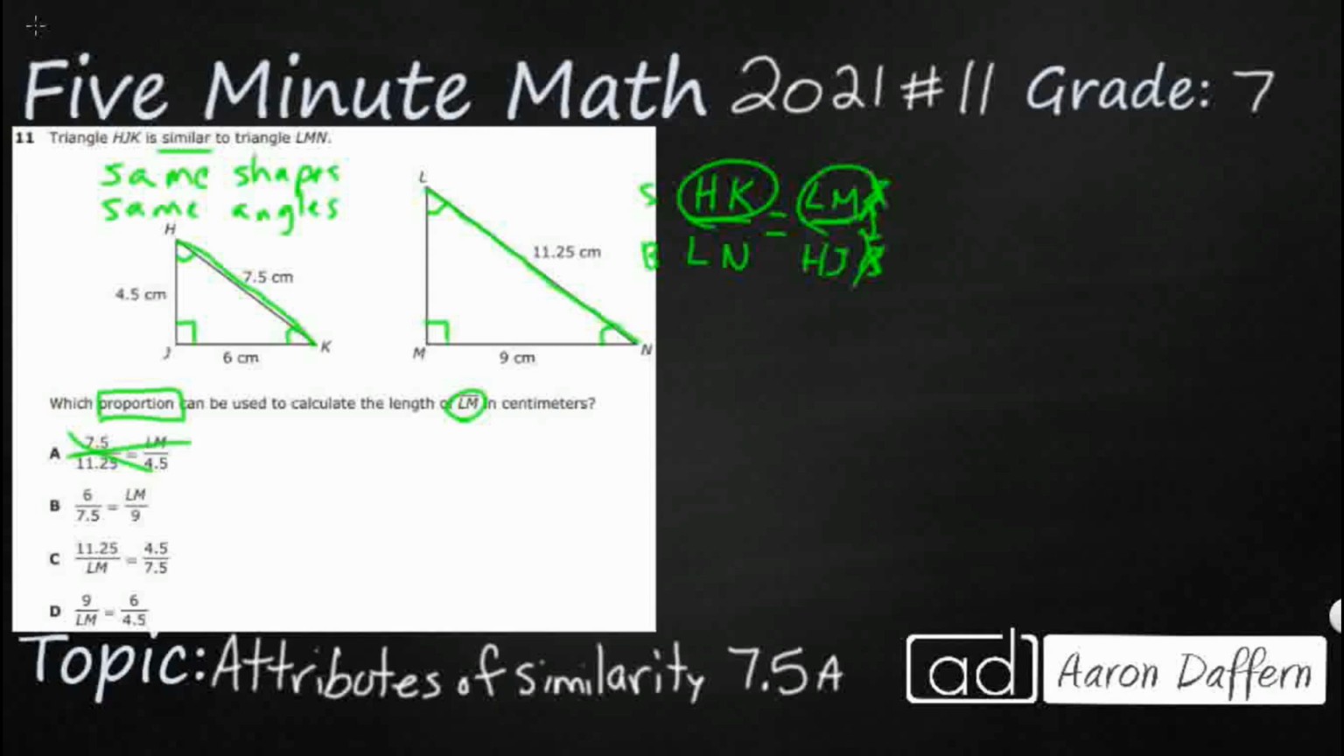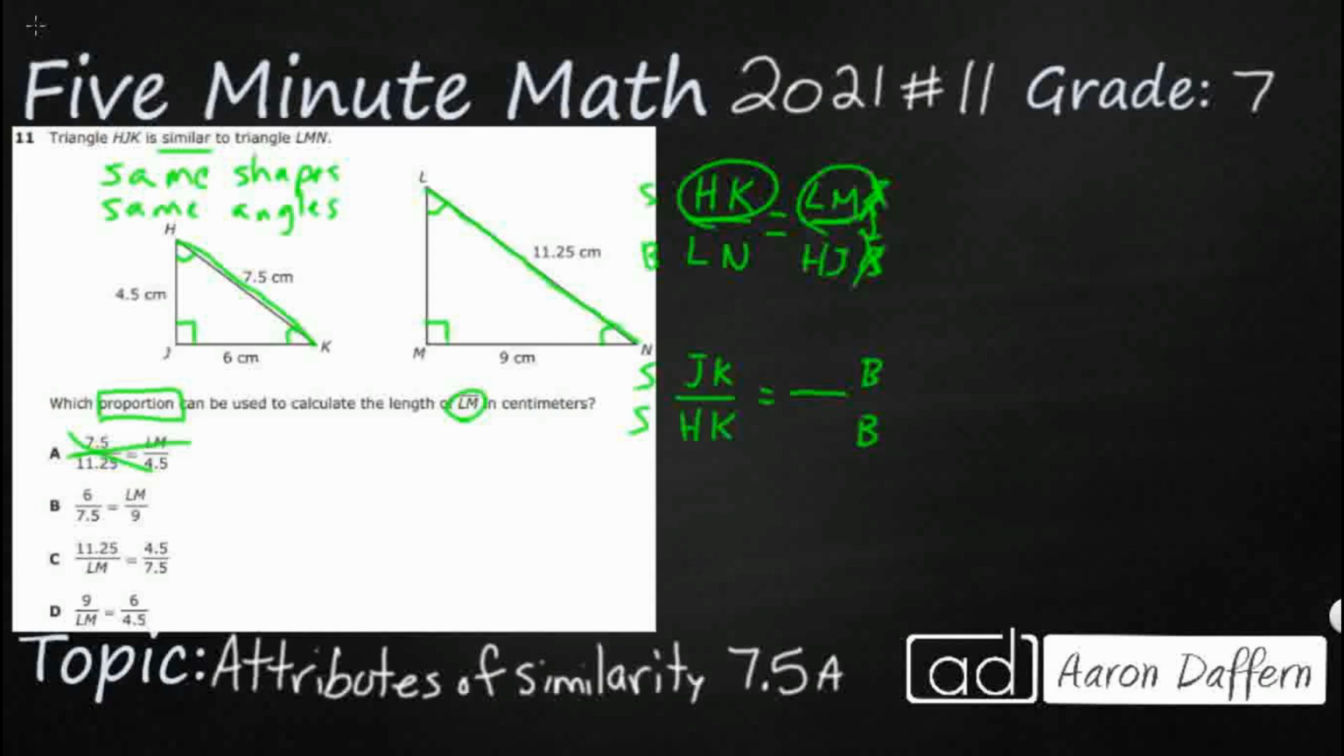Let's take 6 over 7.5. So this is another one. So you're doing a proportion within the same shape. So you've got JK over HK. So these are both small. So that's the other way to do it. Instead of small to big, you can have small to small, which is fine. You just need big to big over here, but you need to find the corresponding angles.